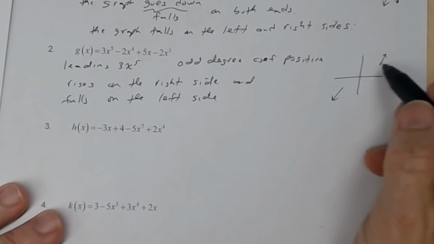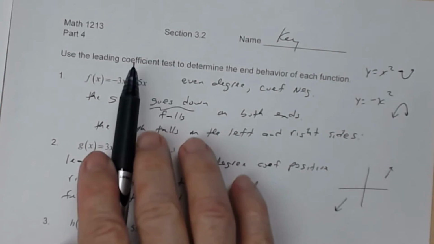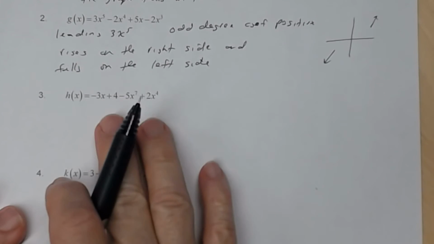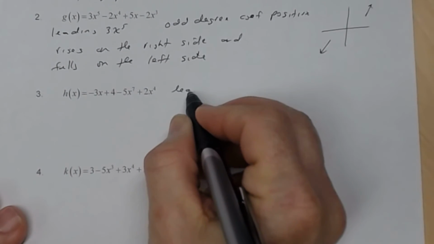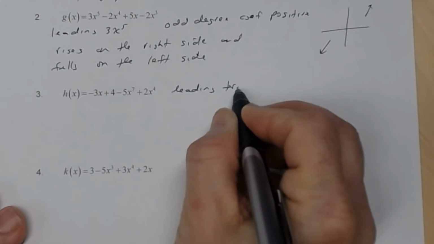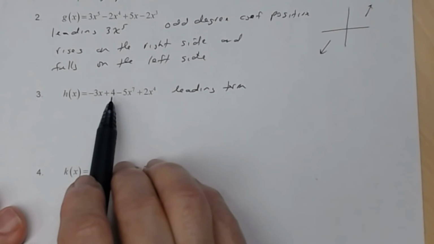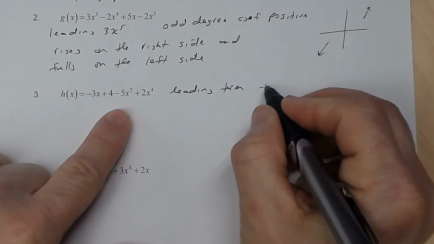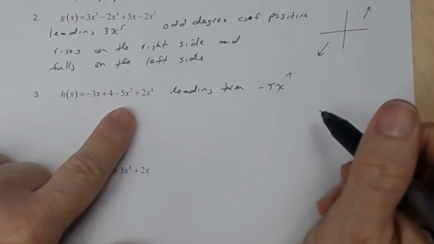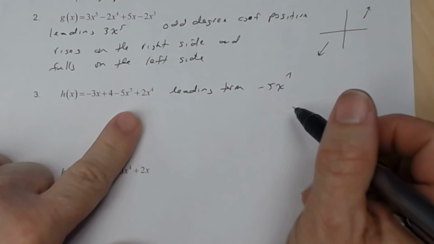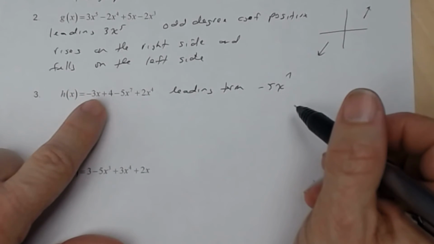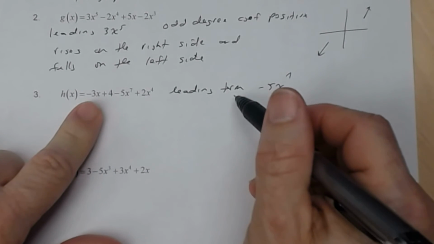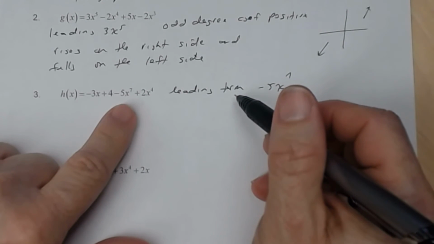I don't care what happens between them. That's not what the leading coefficient test talks about. It's just what happens in the ends. Over here, we have to talk about what the leading term is. The leading term is the one with the larger degree. So that's this one here, negative 5x to the 7th. Make sure you're careful. It's not 5x to the 7th, it's negative 5x to the 7th. And it's not 3x. The leading term doesn't necessarily mean it's the first thing you see. The leading term is the term with the larger degree.